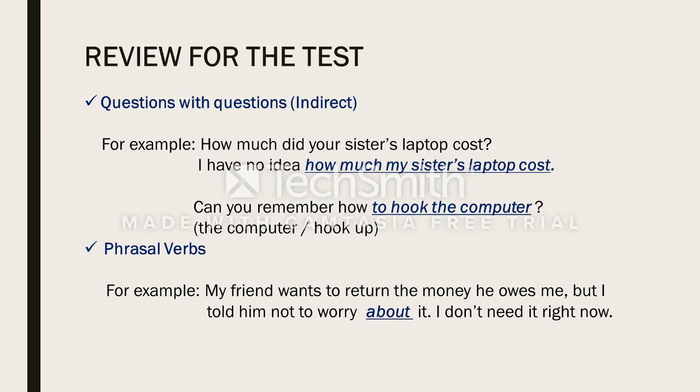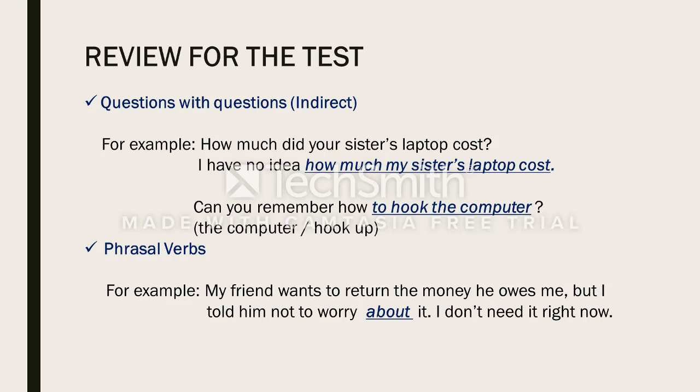And the last part that we repeated throughout several units was the use of the phrasal verbs. So for example, you're going to have a sentence and you would have to complete it with the particle. The particle would be the preposition. Yeah, do you remember? Okay, so you have an example like this one. My friend wants to return the money he owes me, but I told him not to worry. I have to complete a word there. So I choose the word about. My friend wants to return the money he owes me, but I told him not to worry about it, because worry accepts about. Okay, so you will have a few options in the test, about, for, or to, whatever, and you will have to select which is the appropriate.